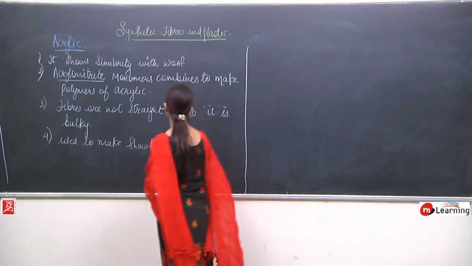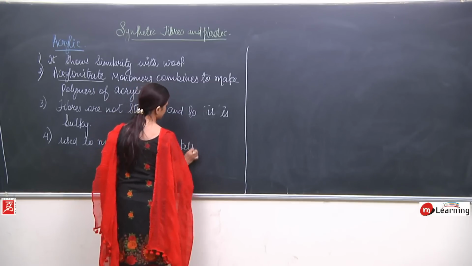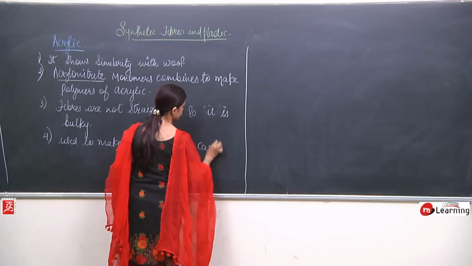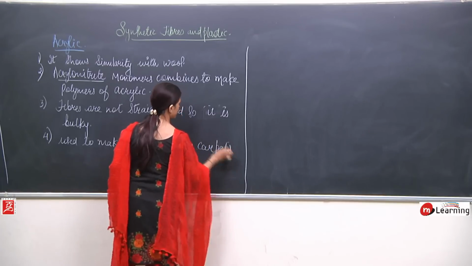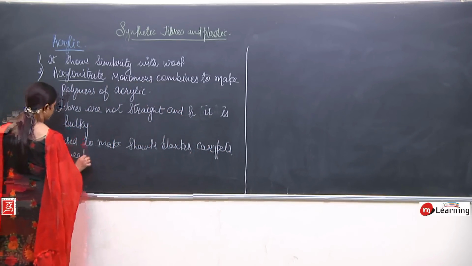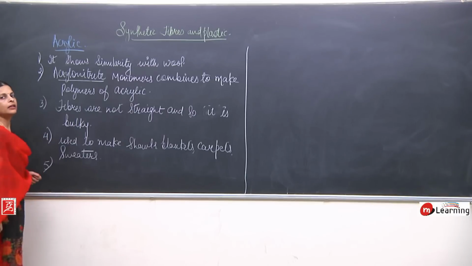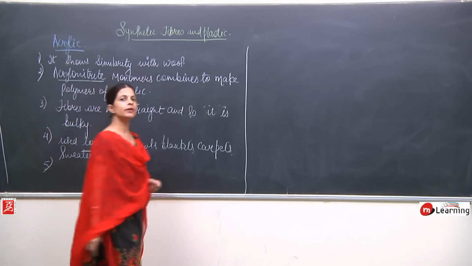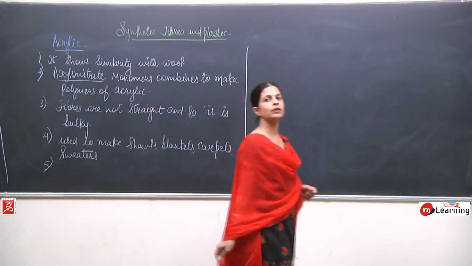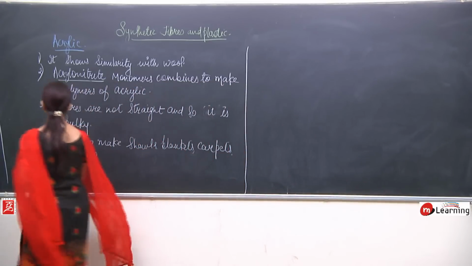So, used to make shawls, blankets, carpets, even sweaters. And you know, in the market a few acrylics are very common. Take the example of cashmere, you might have heard this.